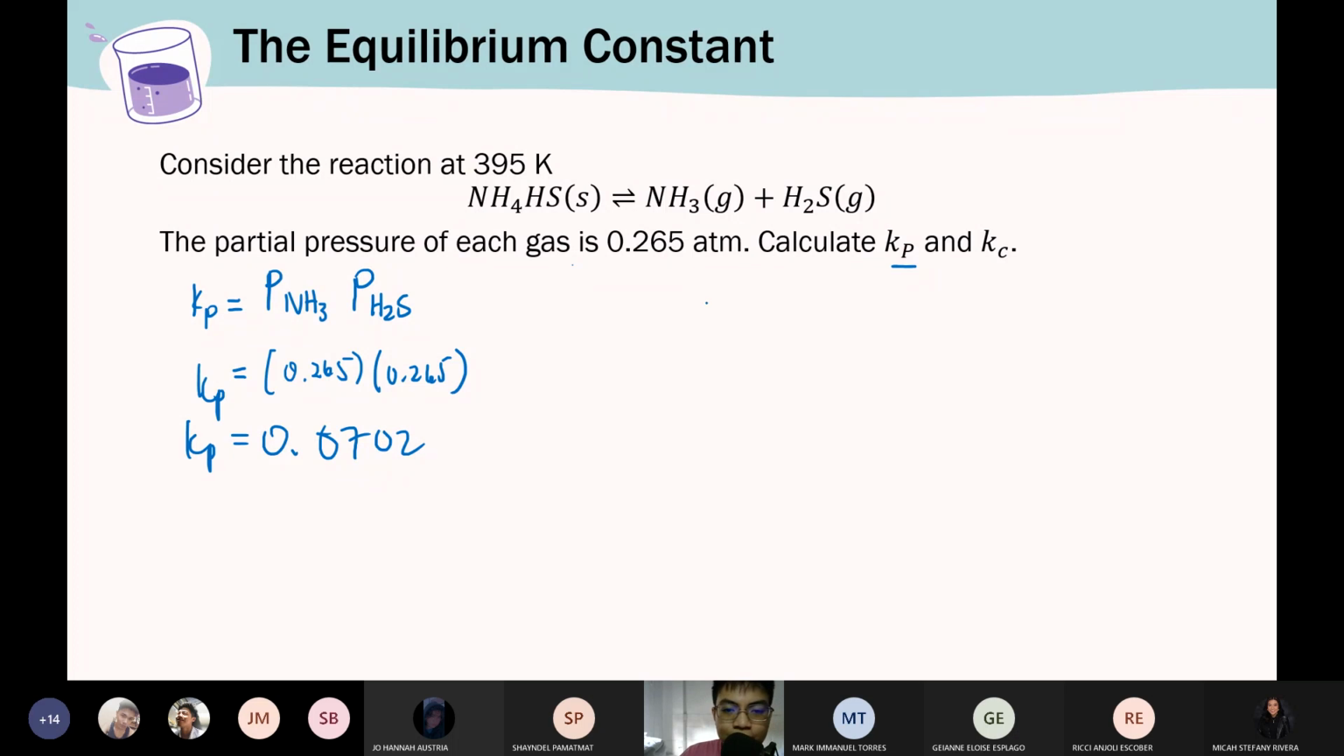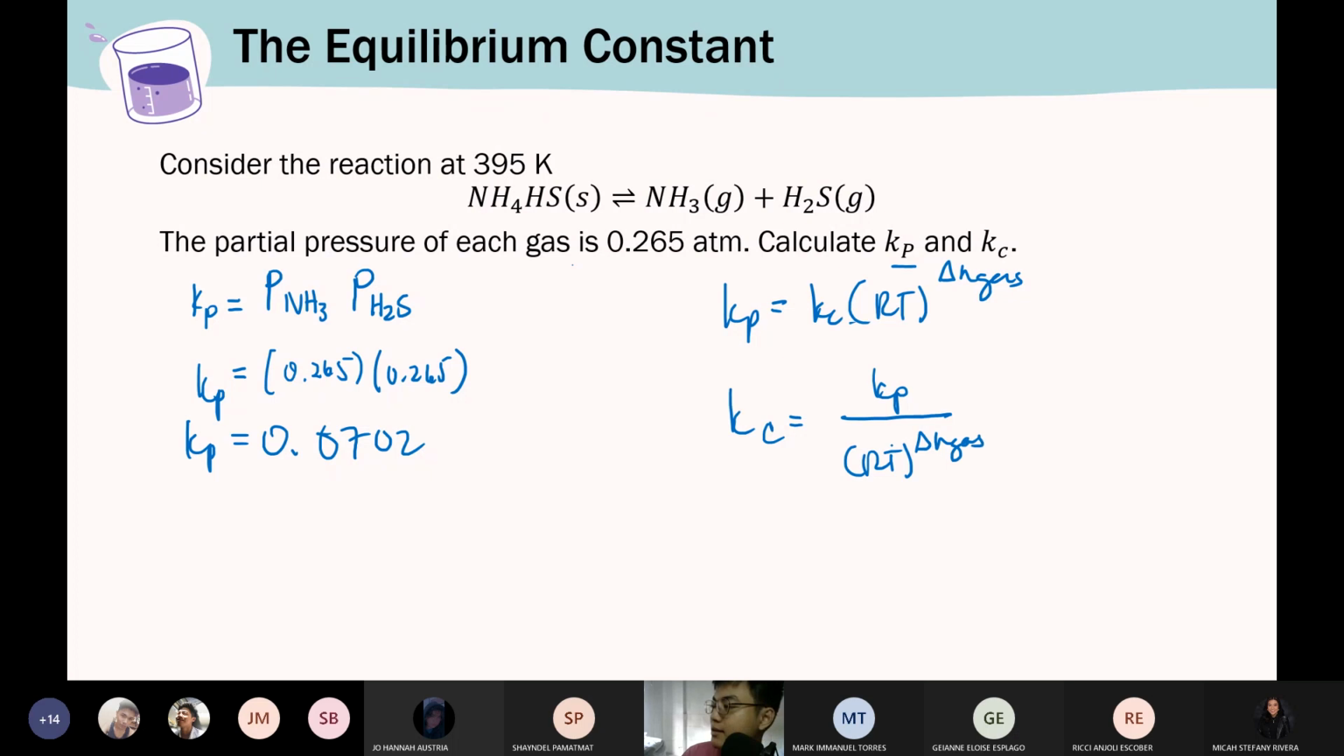And then, for the Kc, do not forget the proper equation is this one. We are solving for the Kc, so we need to cross multiply everything, giving us the equation Kp over RT to the delta n gas. Is that correct? Yes, that's correct, because Kc is what we are looking for, so I have to cross multiply this entire term.